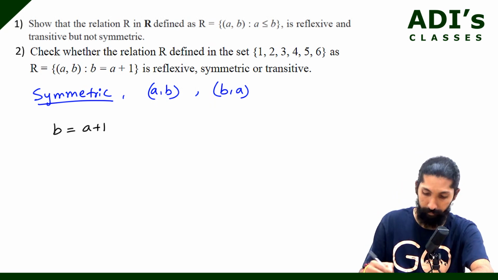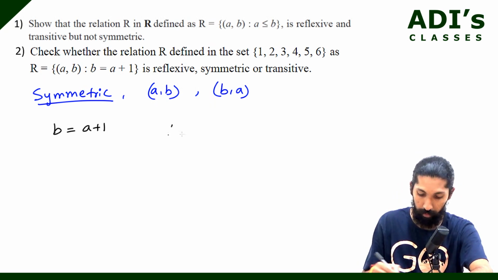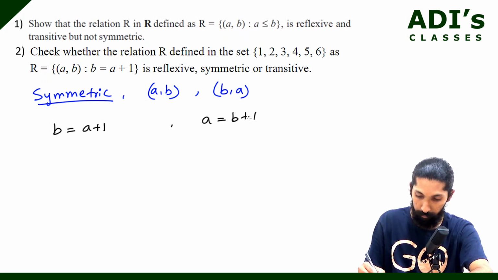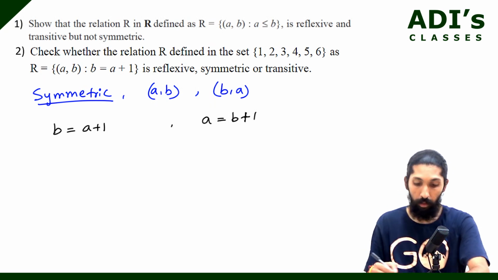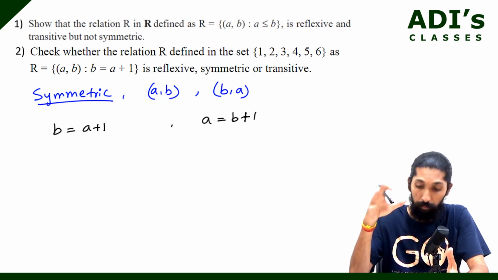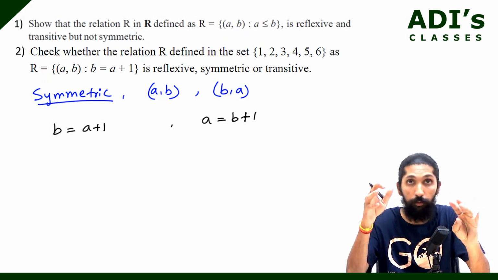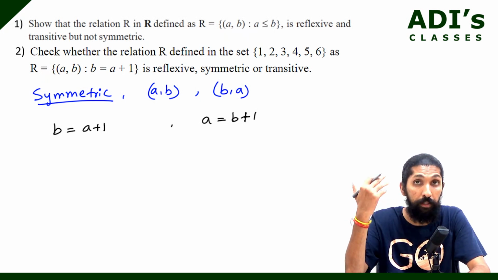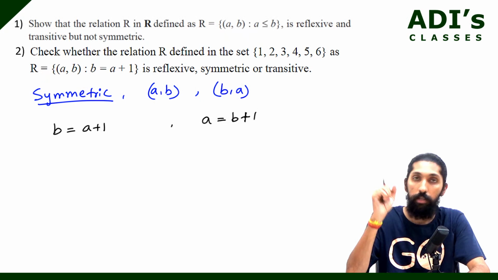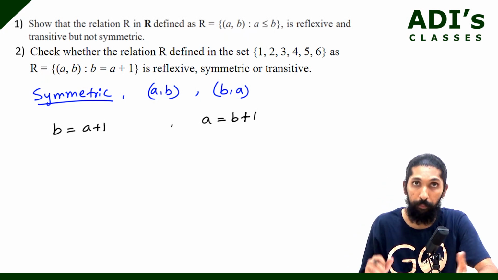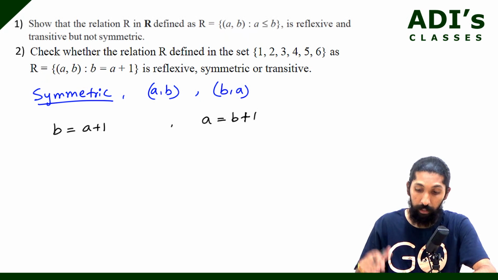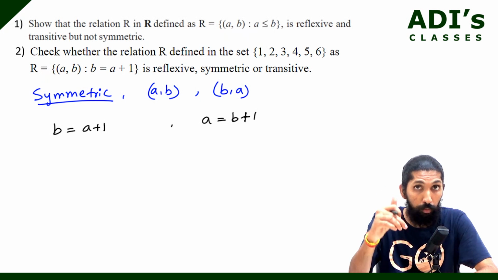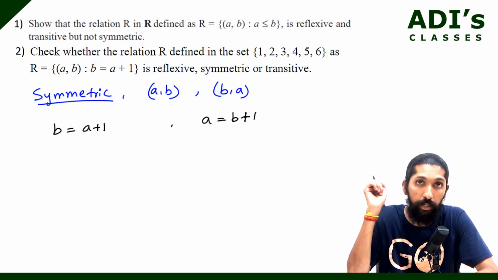Let's look at it. Here b is equal to a plus 1. Here we'll get a is equal to b plus 1. So for all the values, because we have the set as 1, 2, 3, 4, 5, 6, will all of these pairs be there or not? We need to check. Some of them do exist, obviously. For example, I can say that (2, 3) will exist. But (3, 2), will that exist? This is what we are looking at.